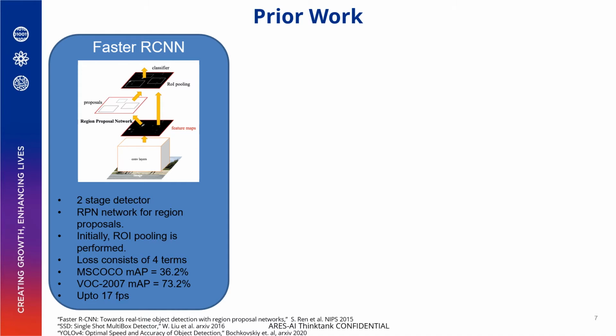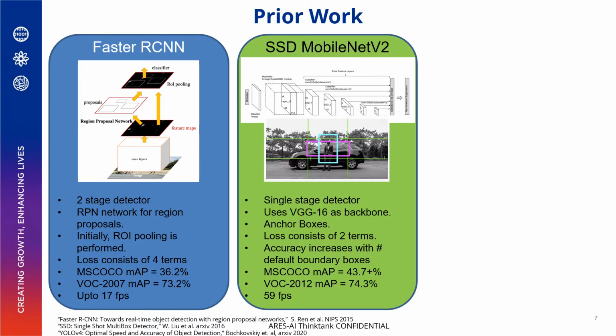It can give us up to 17 FPS and consists of 4 loss terms, 2 for the region proposal network and 2 for the final version. The second detector that we use is an SSD MobileNet v2.